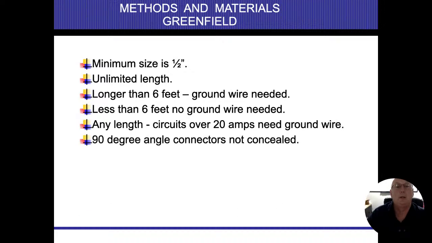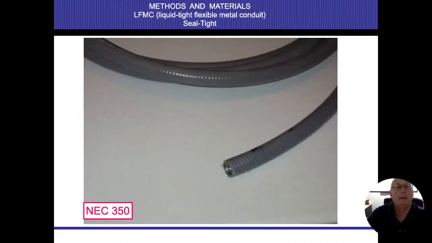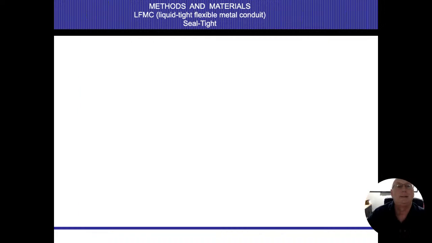They do have 90-degree angle connectors. Those cannot be concealed. What else? Not permitted on the ground or embedded in concrete. And this is the seal tight version of the liquid tight that comes in here. All right. And seal tight is a trade name. Typically, most of our air conditioning circuits are going to be put in this way.